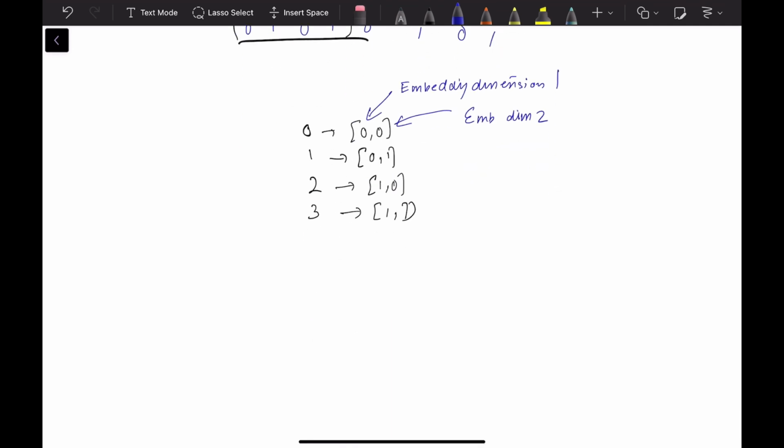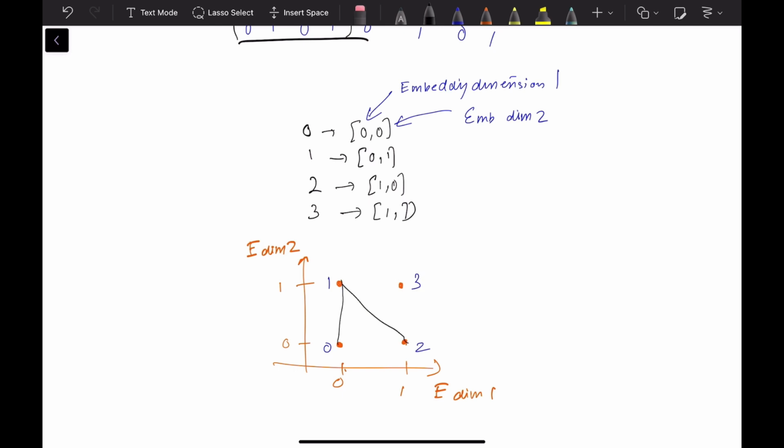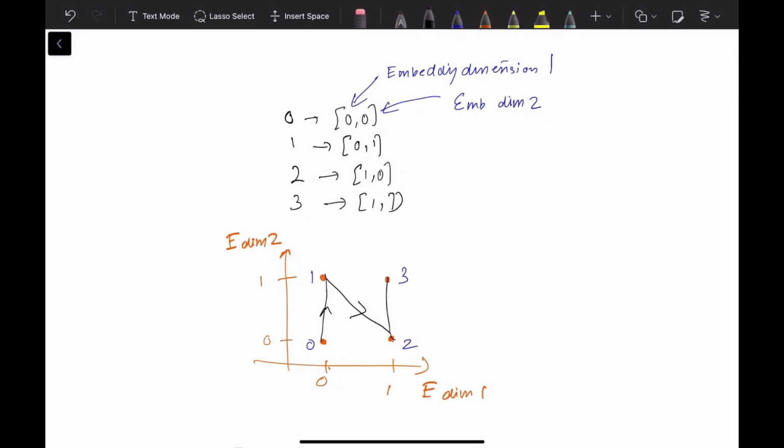If we plot a graph with these two dimensions, embedding dimension 1 and 2, we have 0, 1, 0 and 1. A 0 will come over here, 1 will come over here, 2 will come over here, and 3 will come over here. This is 0, this represents 1, this represents 2, this represents 3. If we want to draw a curve between these two, this is how the curve looks like.